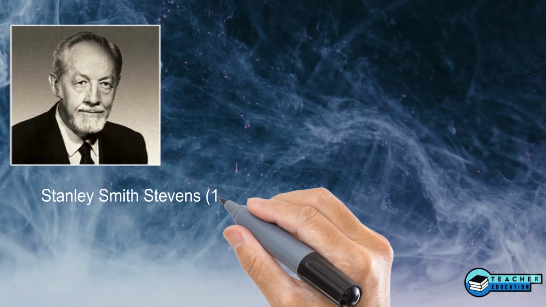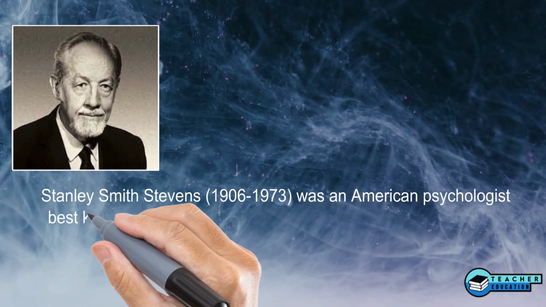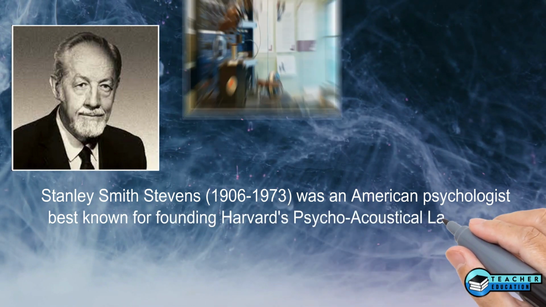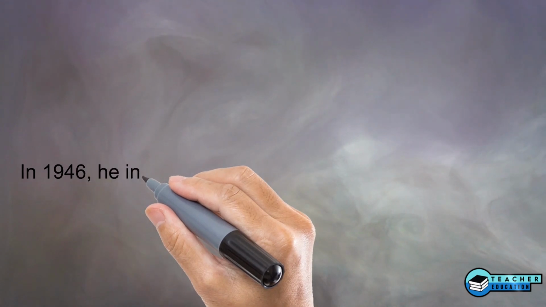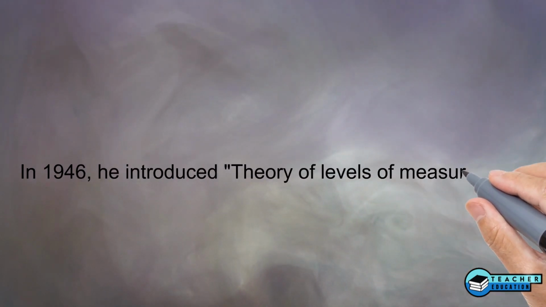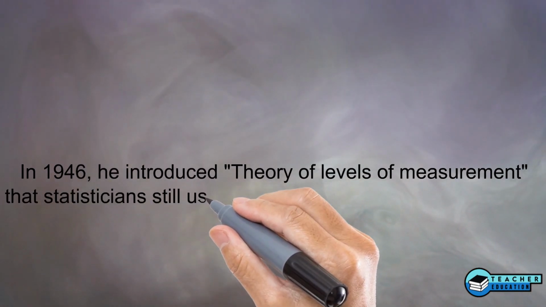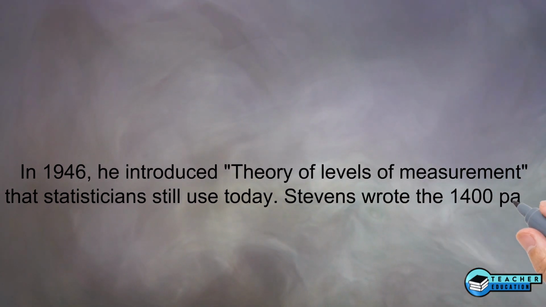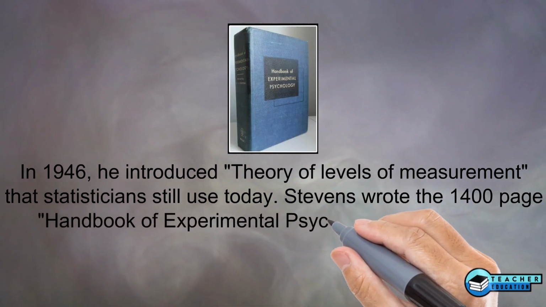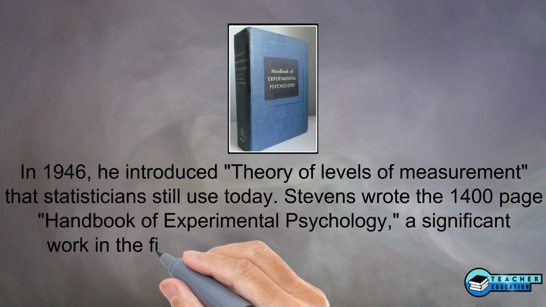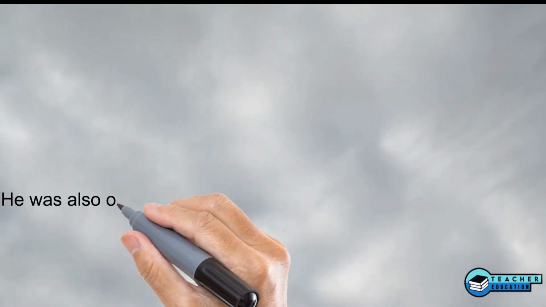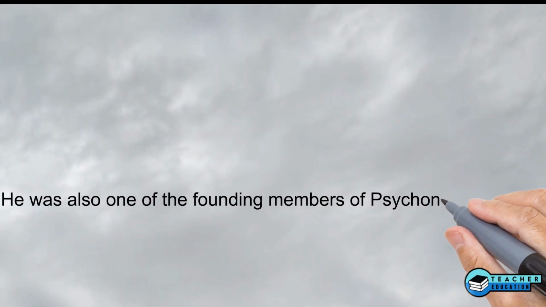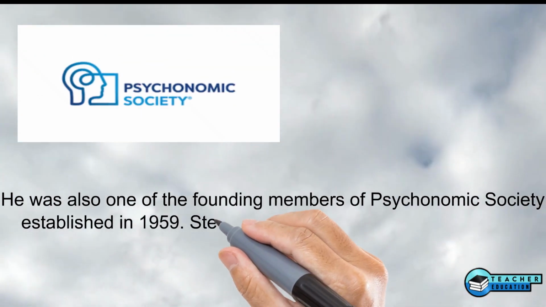Stanley Smith Stevens was an American psychologist best known for founding Harvard's Psychoacoustical Laboratory and for developing and promoting Stevens' power law. In 1946, he introduced a theory of levels of measurement that statisticians still use today. Stevens wrote the 1,400-page Handbook of Experimental Psychology, a significant work in the field of experimental psychology. He was also one of the founding members of the Psychonomic Society established in 1959.